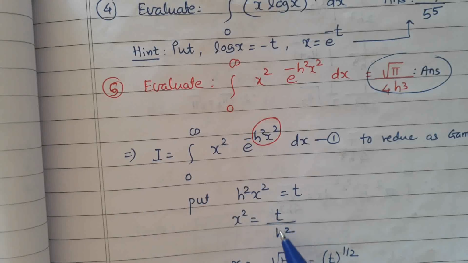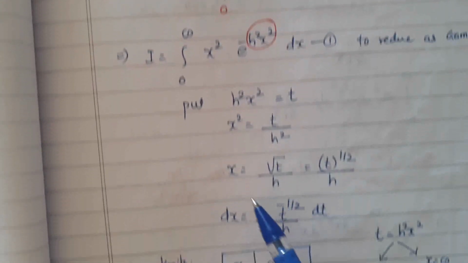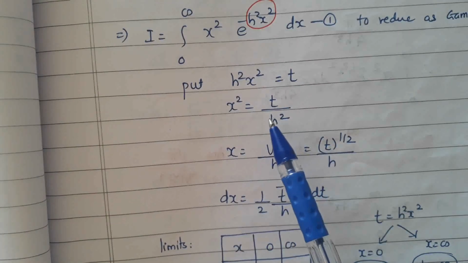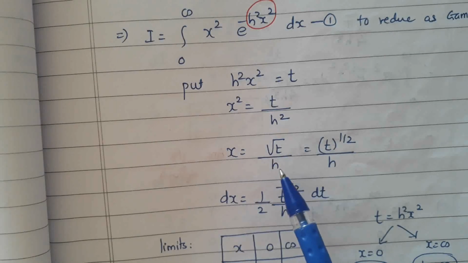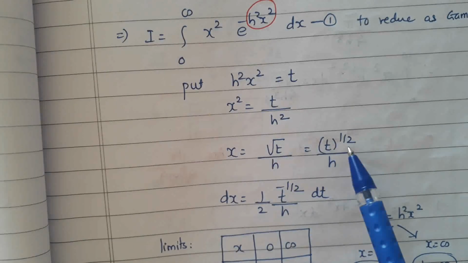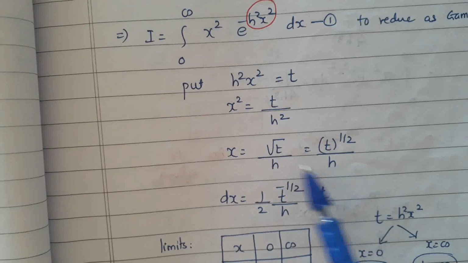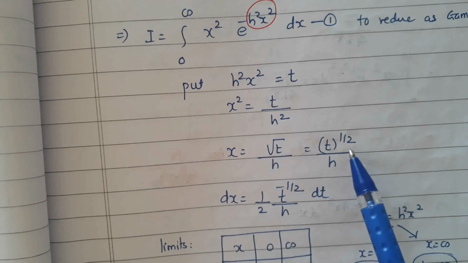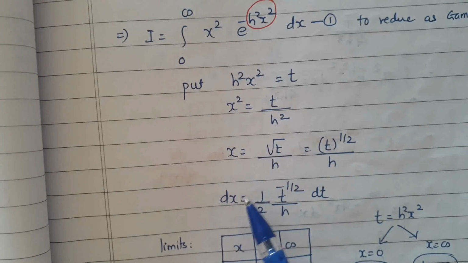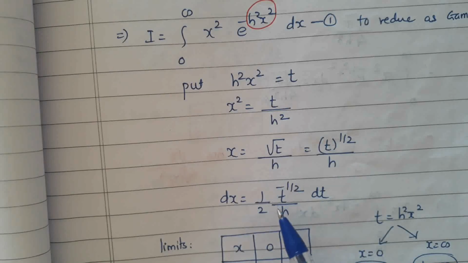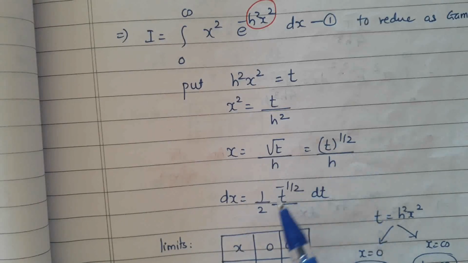x square is equal to t upon h square. x is equal to, take the square root on both sides, root t upon h, t raised to 1 by 2 upon h. Root t becomes t raised to 1 by 2. dx is equal to 1 upon h, which is the constant, times the derivative of t raised to 1 by 2, which is 1 by 2 t raised to minus 1 by 2 dt.